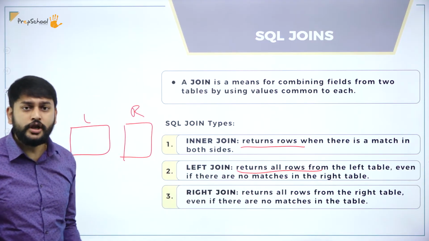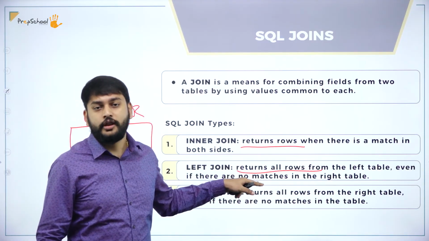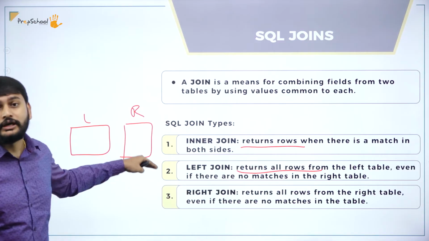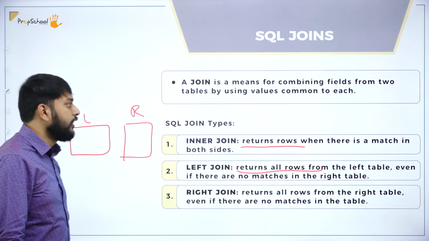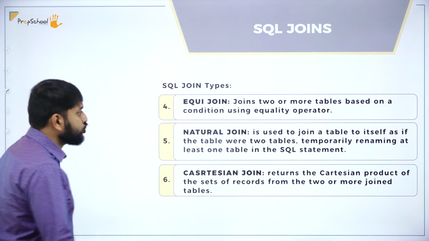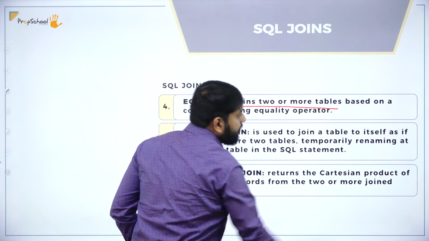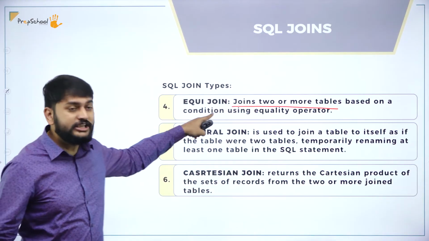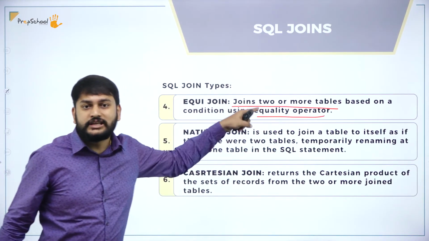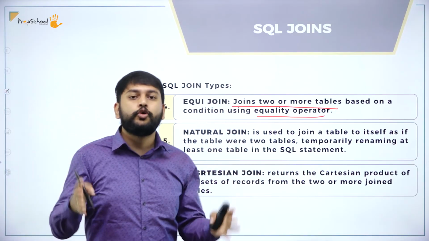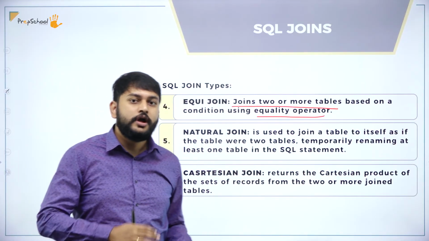What is a right join? It is the opposite of the left join. It will return all the rows from the right side table, even if there is no match in the left side table. That's what you have to understand. Equi-join joins two or more tables based on a condition using the equality operator. Based on this condition, it will join two or more tables. That's what you have to understand.